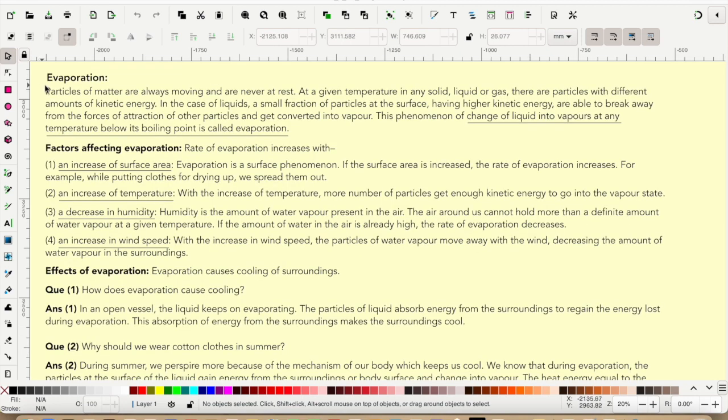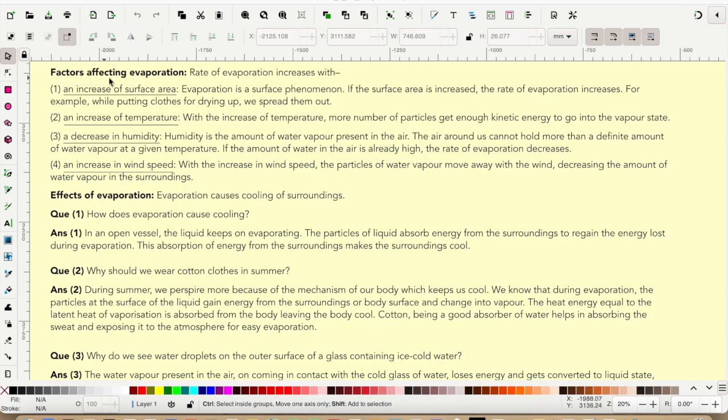Now we will understand what is evaporation. We know that particles have kinetic energy. Due to this, in case of solids, particles vibrate at their mean position, whereas in gases, they roam around freely. In case of liquids, a small fraction of particles at the surface absorb heat energy from the surroundings and gain enough kinetic energy to break away from the forces of attraction with other particles and get converted into vapor. This phenomena of change of liquid into vapor at any temperature below its boiling point is called evaporation.